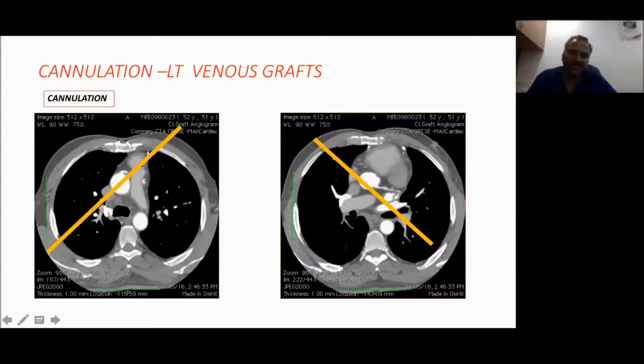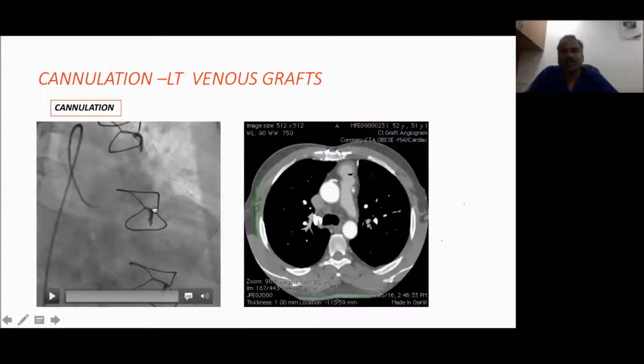You can see in the first picture, this is the RAO view where you can clearly see your left venous graft in the anterior aspect. Now, when you are cannulating a left venous graft, my practice is to come to an RAO view. This is the RAO view. Hope you are all able to see. With the JR, either JR4 or your regular JR 3.5, probably JR4 is preferable because the length of the primary curve is a bit more. So take a JR4 and come to RAO view, turn the tip anteriorly, which you can understand with this CT picture, because it is located in the anterior aspect of the aorta. So my tip is anterior.